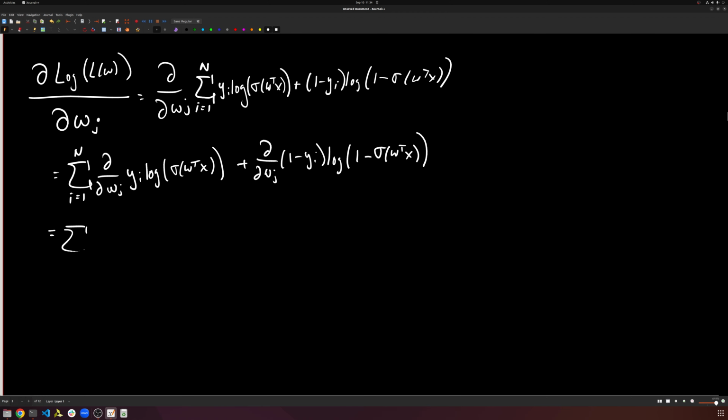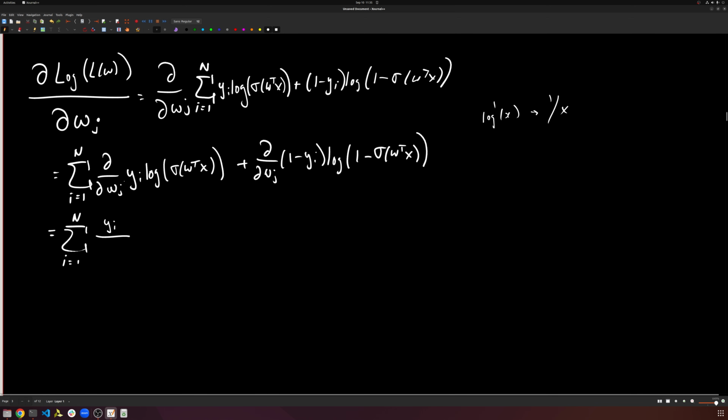So this is going to be the sum i equals 1 to n, and the derivative of this is going to be, well, yi is just a constant, so it'll be yi, and the derivative of log of x is just 1 over x. That's the derivative of log. So the derivative of log of this is going to be 1 divided by the sigmoid of w transpose x, times, now we do the chain rule. What's the derivative of sigmoid w transpose x? Well, we know that. It's going to be sigmoid w transpose x times 1 minus sigmoid w transpose x.